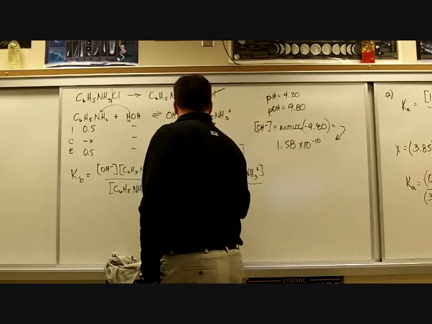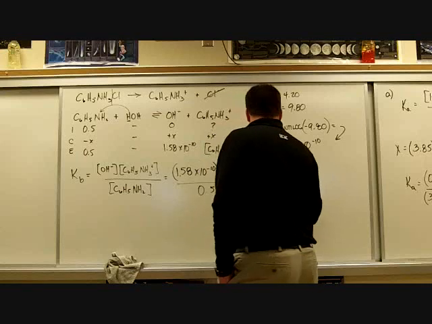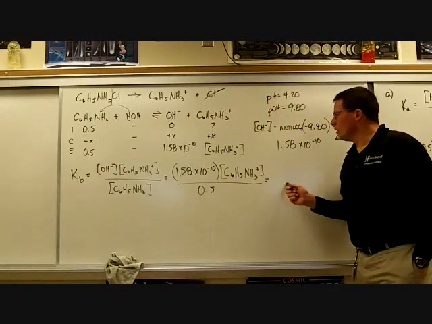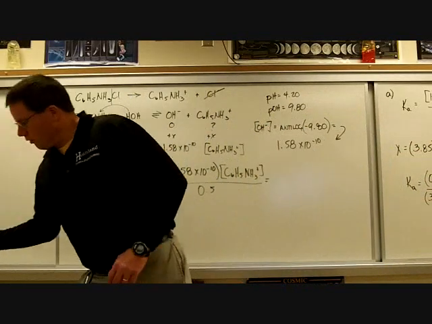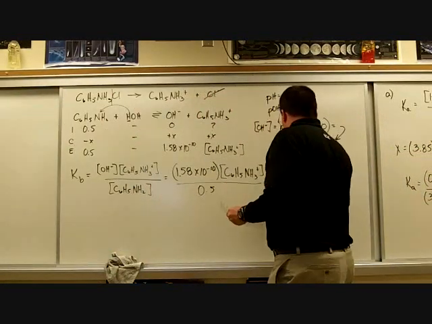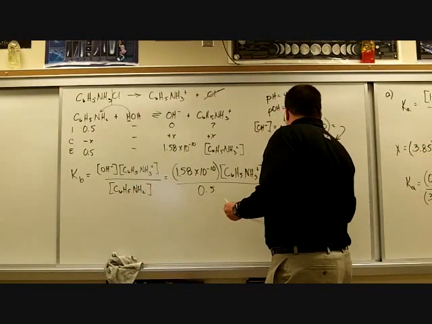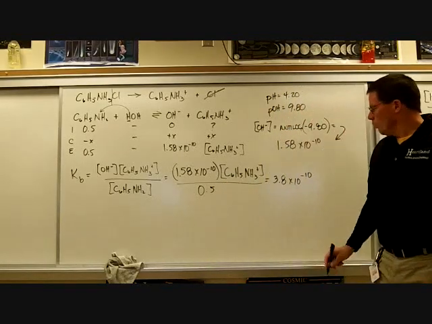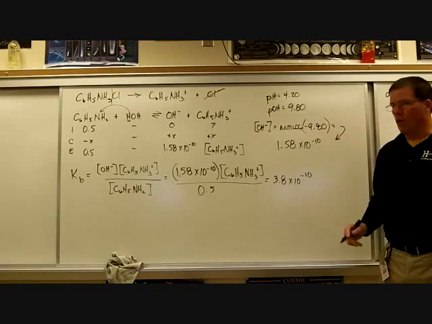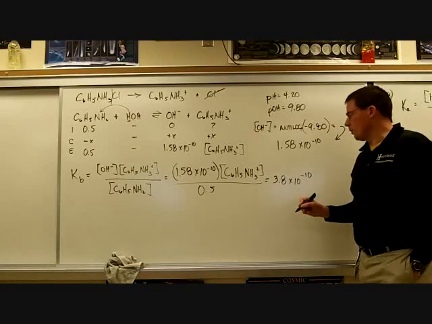We know this to be 0.5, and do we know the value for Kb? Yeah, it's given in the problem. So it is 3.8 times 10 to the negative 10. Okay, so we have 3 of the 4 components. This problem becomes really simple now.